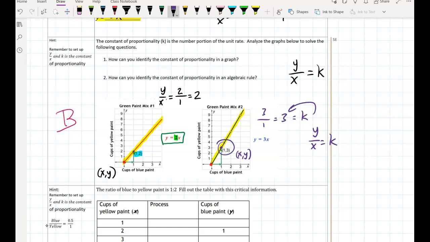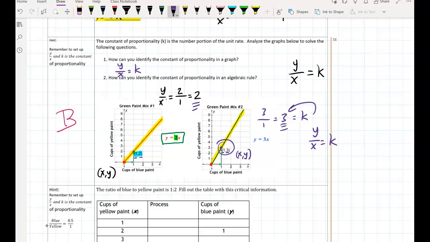So how can you identify the constant of proportionality in a graph? Well, there's one way. Always divide y by x, and that will give you your constant of proportionality. But here's the other thing I want you to notice. When you look at this, see how x is 1? What's y? It's 2. What's the constant of proportionality in this one? 2. And look over here. When x is 1, what's the value of y? It's 3. So when x is 1, y is 3. What's the constant of proportionality? 3.